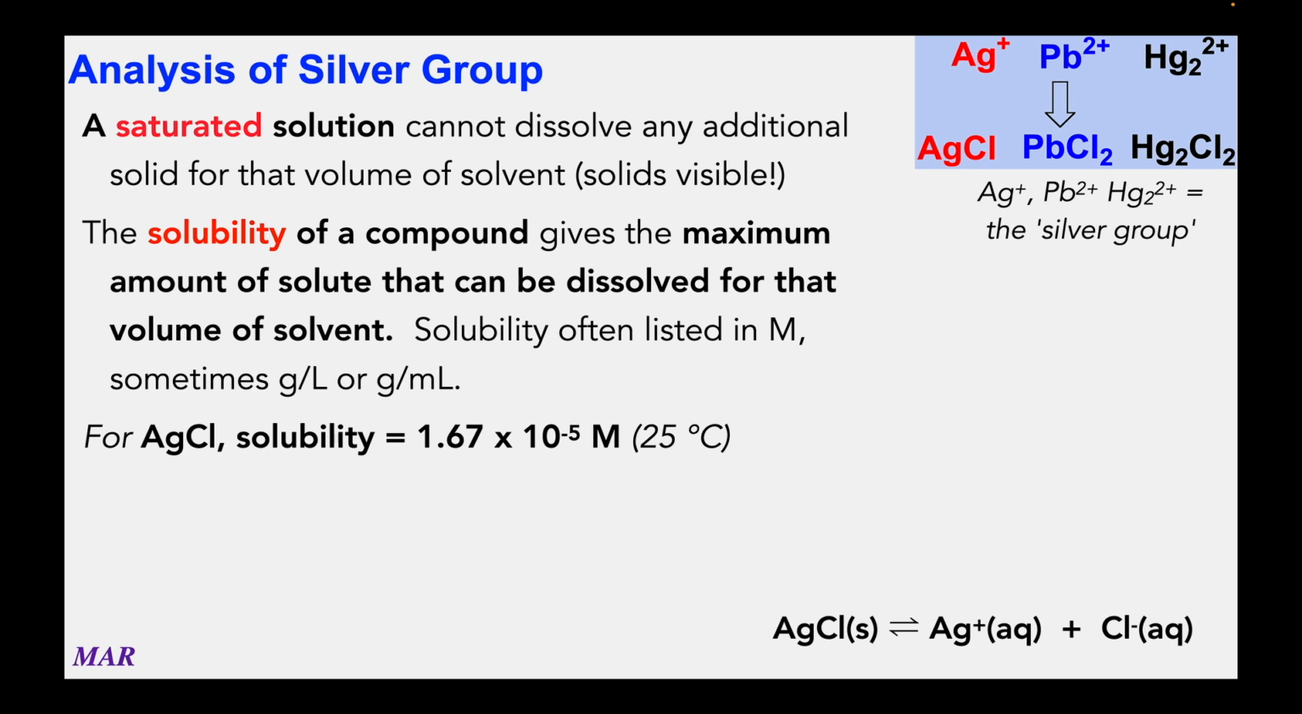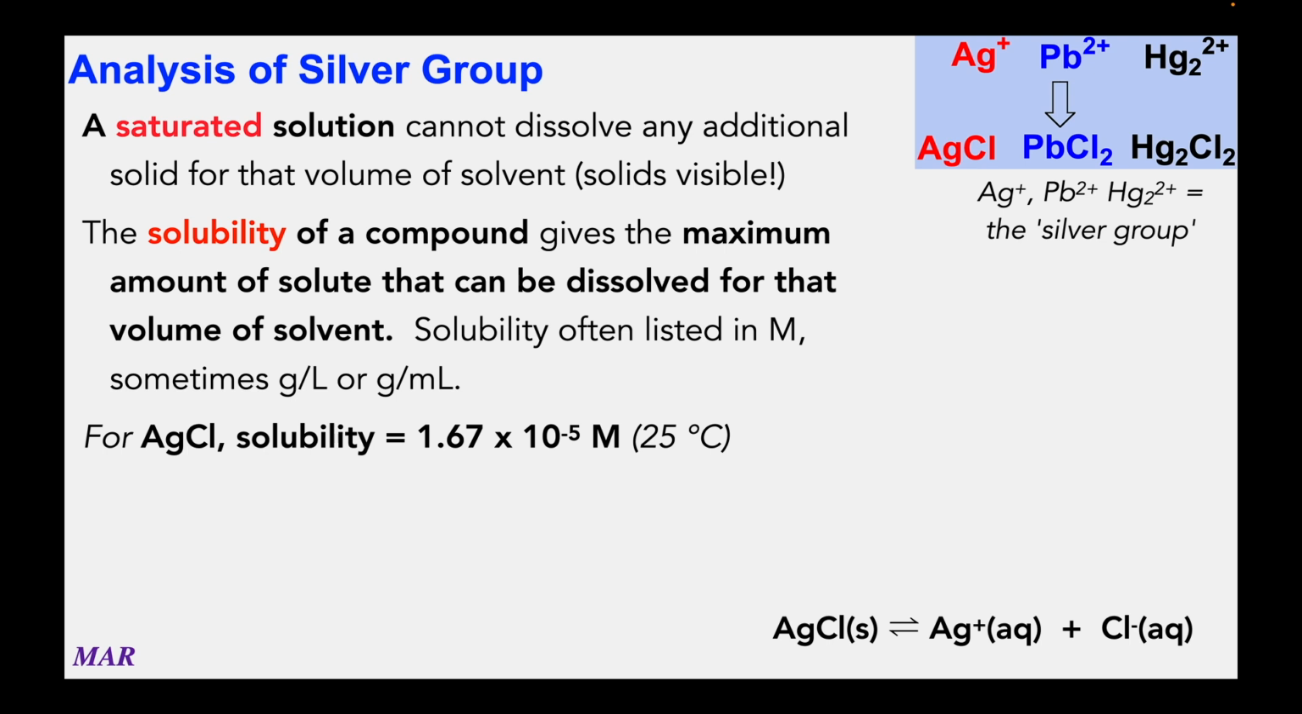And solubility is usually in moles per liter, but sometimes you'll see it in grams per liter, grams per milliliter, stuff like that. Silver chloride has been studied extensively, and at 25 degrees Celsius, the solubility is 1.67 times 10 to the minus 5 moles per liter. So what that's saying is that at room temperature, in 1 liter of water, you can dissolve 1.67 times 10 to the minus 5 moles of silver chloride. And that's not a lot.